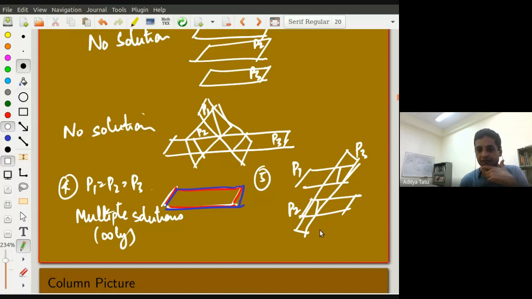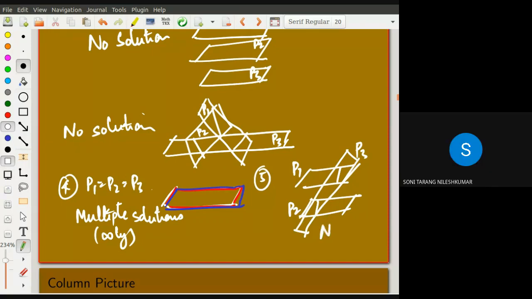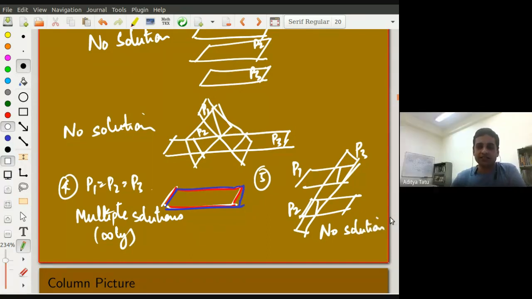Solutions? There is no solution here. Okay, so again, the idea behind this exercise is to give you a more visual feeling behind what are the possibilities that you can get while attempting a 3 by 3 system of equations.